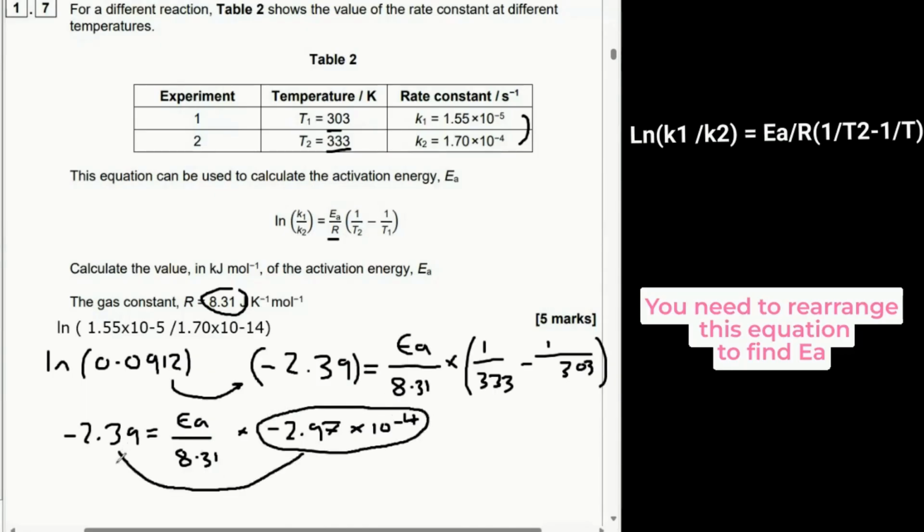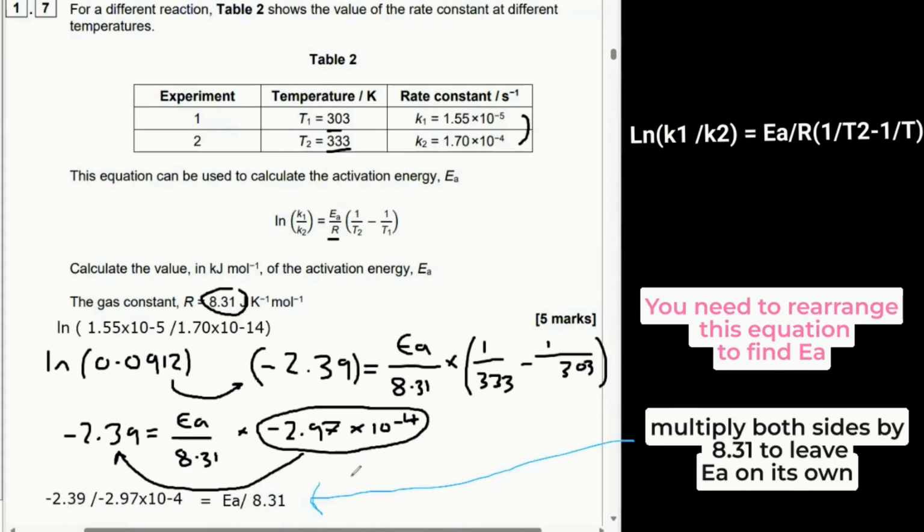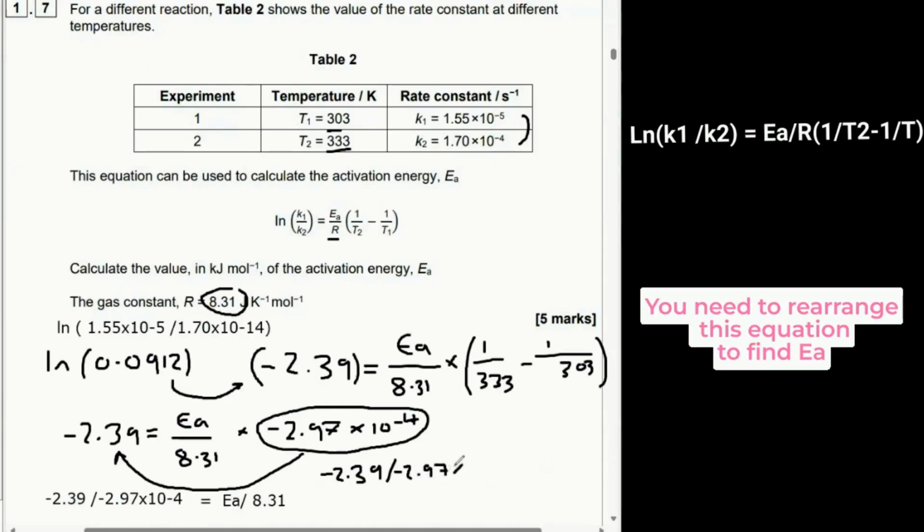Now, I want to bring that minus 2.97 times 10 to the minus 4 over to the left, and I can do that by dividing both sides by that. So I'm going to end up with minus 2.39 divided by minus 2.97 times 10 to the minus 4, and that is going to equal EA divided by 8.31. Now, you should be thinking about, how do I get rid of the 8.31 to leave EA on its own? Well, we're going to multiply both sides by 8.31 because it's being divided. That will get rid of it to leave minus 2.39 divided by minus 2.97 times 10 to the minus 4 multiplied by 8.31, and that will give us the EA.